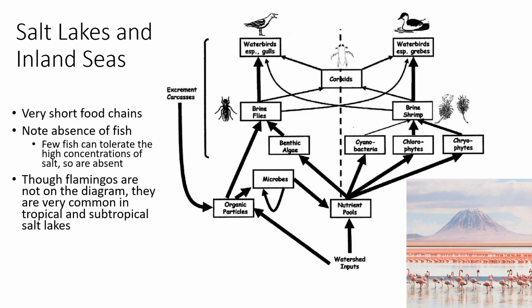Very low net primary productivity, very low species richness, and you do have some very unique species, but not a lot of species. Note the absence of fish. Fish can't tolerate most salt lakes, and the apex predators are birds.